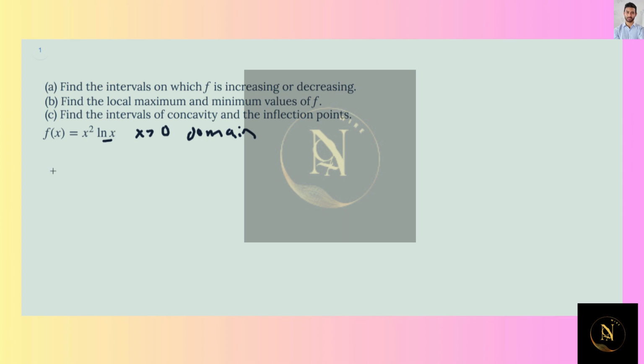So speaking of finding where the function is increasing and decreasing, we apply the first derivative test. In this case, we will apply the product rule. This will give us 2x ln x plus the derivative of ln of x, which is 1 over x, and since it's x squared over x, that gives us just x. Then we can factor out an x, so this gives us x times 2 ln x plus 1. And then we set this whole thing equal to 0.